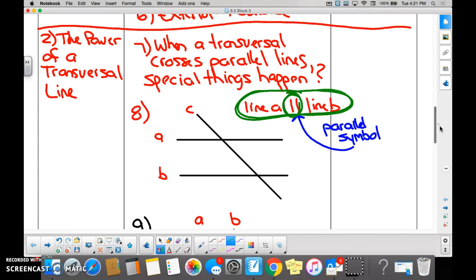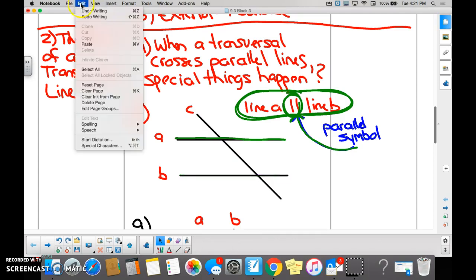This right here is the symbol for parallel. So the parallel symbol would be two straight lines. So that's what I was accidentally mentioning earlier. So line A is parallel to line B, and we have line C cutting across them. And because we have a transversal cutting across parallel lines, some special things start happening.